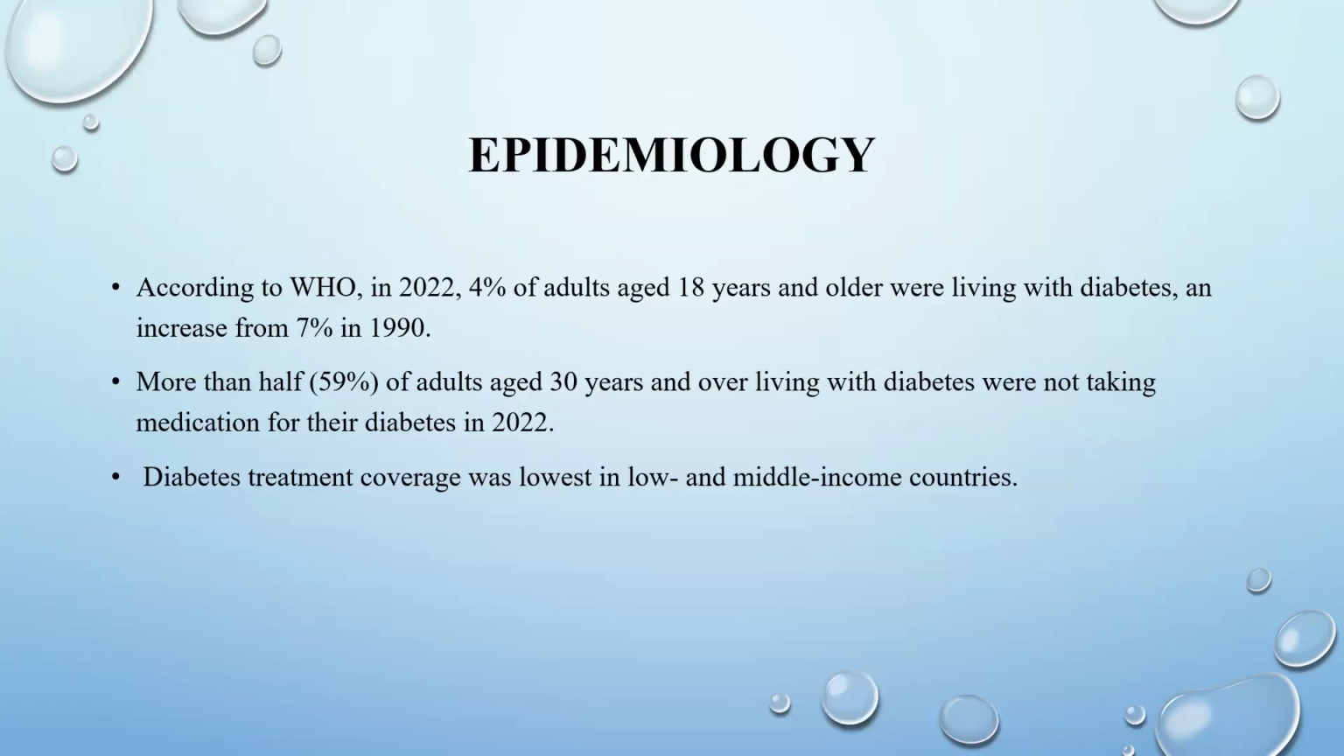So coming to the epidemiology of diabetes mellitus, according to the World Health Organization, in 2022, 4% of adults aged 18 years and older were living with diabetes, and there was an increase in the prevalence of diabetes from 7% to 7% as compared to 1990. More than 59% of adults aged 30 years and over living with diabetes were not taking medications for their diabetes in 2022. Diabetes treatment coverage was lowest in low and middle income countries.